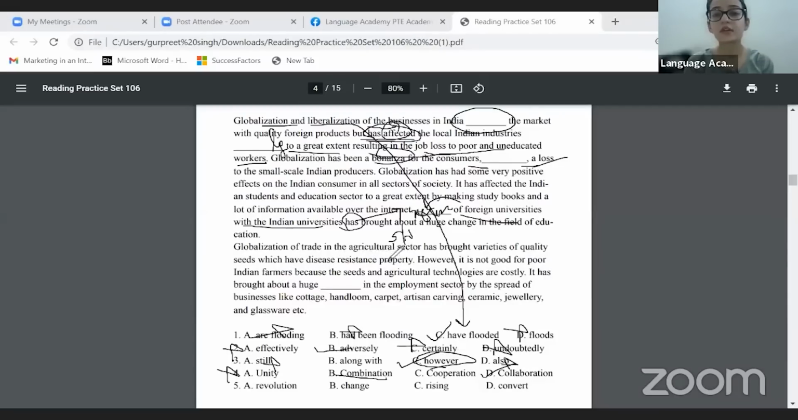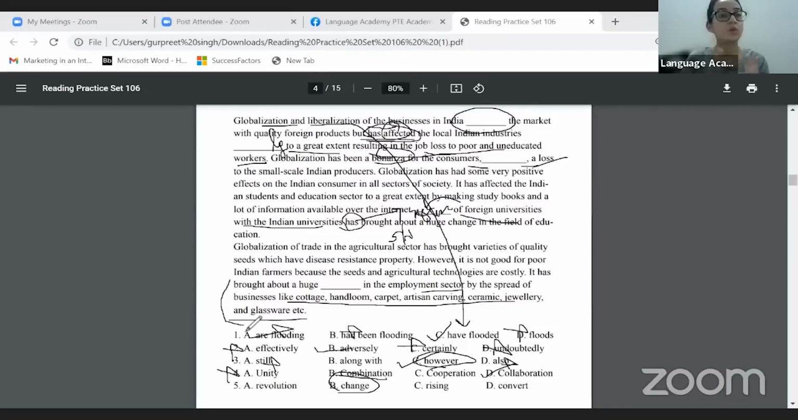Globalization of trade in the agricultural sector has brought varieties of quality seeds which have disease resistance property. However, it is not good for poor Indian farmers because the seeds and agricultural technologies are costly. It has brought about a huge dash in the employment sector by the spread of businesses like these. And it's disappointing to see that a lot of you have written "change". Did you try to realize the extent of the statement?